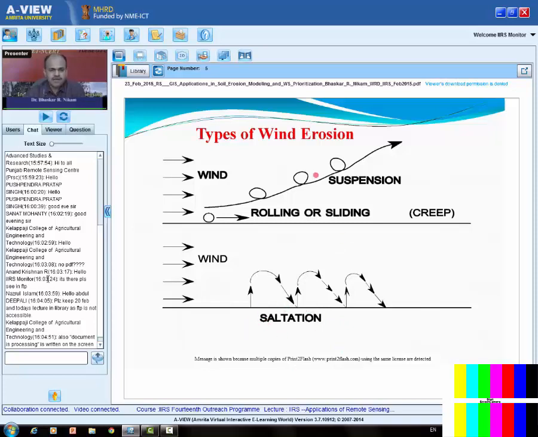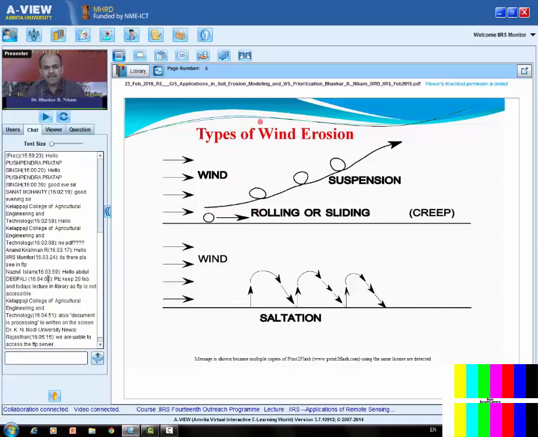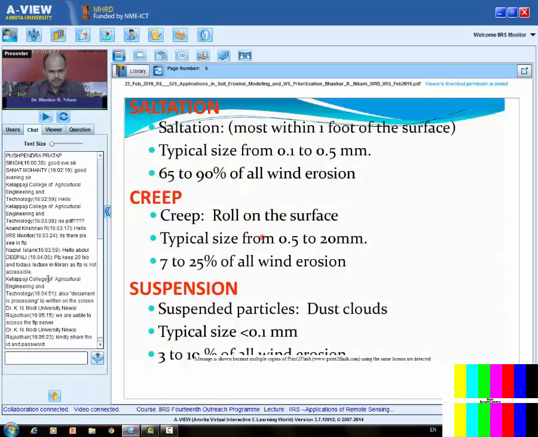And the third one, as the name indicates, is suspension. The lighter particles will get suspended into the air, and they'll travel miles away from their source. So whatever we see, the sandstorms, is the effect of erosion due to suspension.